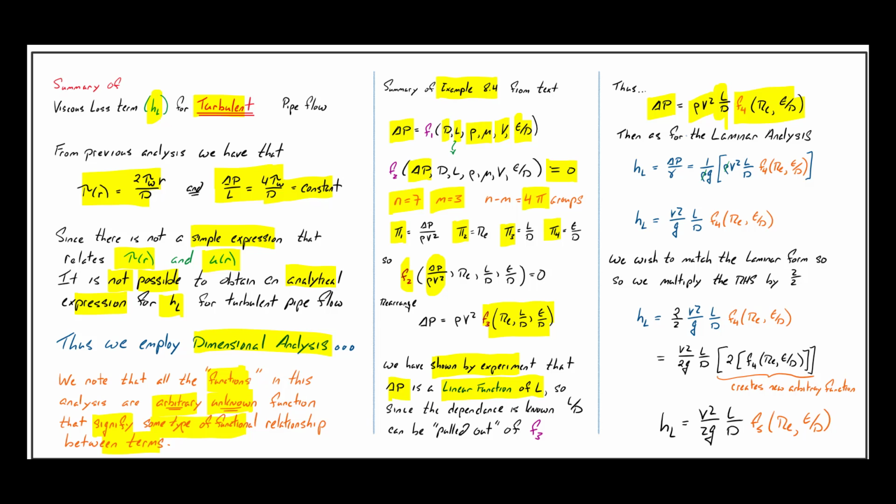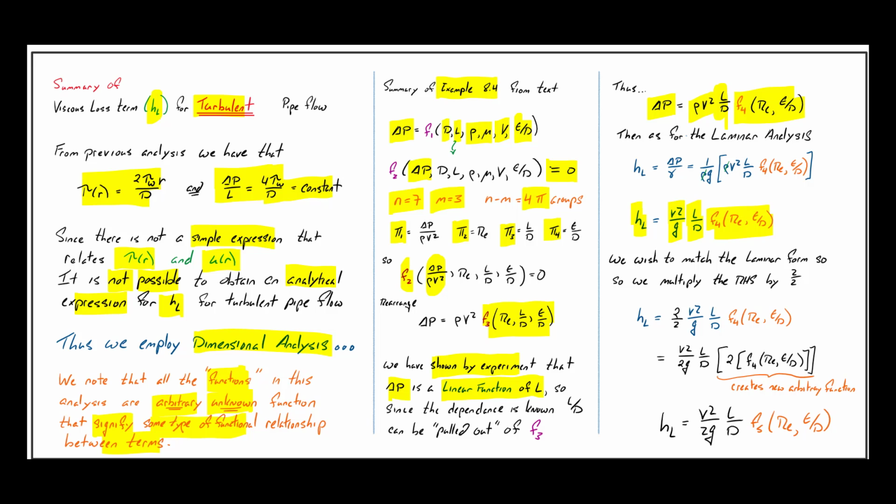So we know that the head loss is going to be delta P over gamma. So we're going to multiply this expression now by 1 over rho G. And when we do that, we end up with this expression. Once we've multiplied everything through by 1 over rho G, we now get that the head loss is V squared over G, L over D, times this as yet arbitrary function.